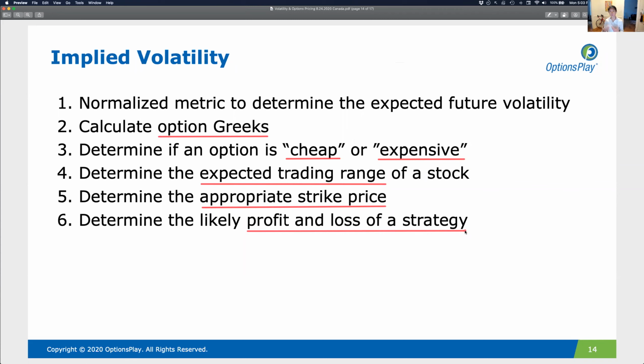And the trading range helps you determine what is a reasonable outlook for a stock. And that helps you determine what is my maximum profit, what's my maximum loss. Am I comfortable with both of those before I place a trade? Those are the important things that you need to remember, and they are all stemming from implied volatility.